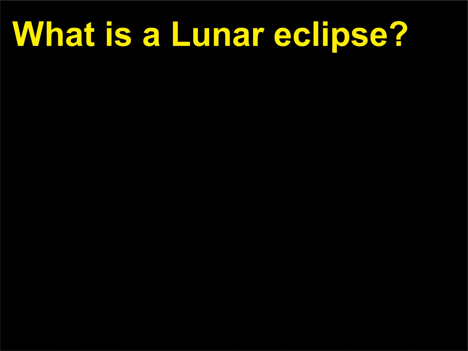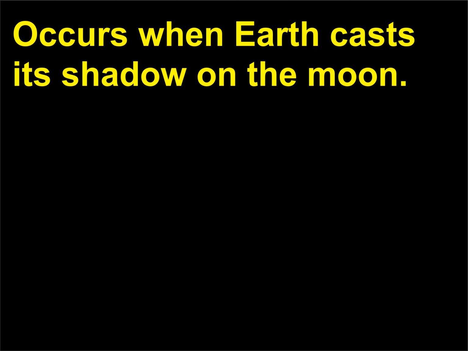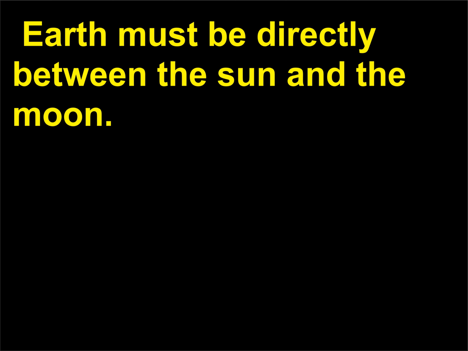What is a lunar eclipse? It occurs when Earth casts its shadow on the Moon. Earth must be directly between the Sun and the Moon.